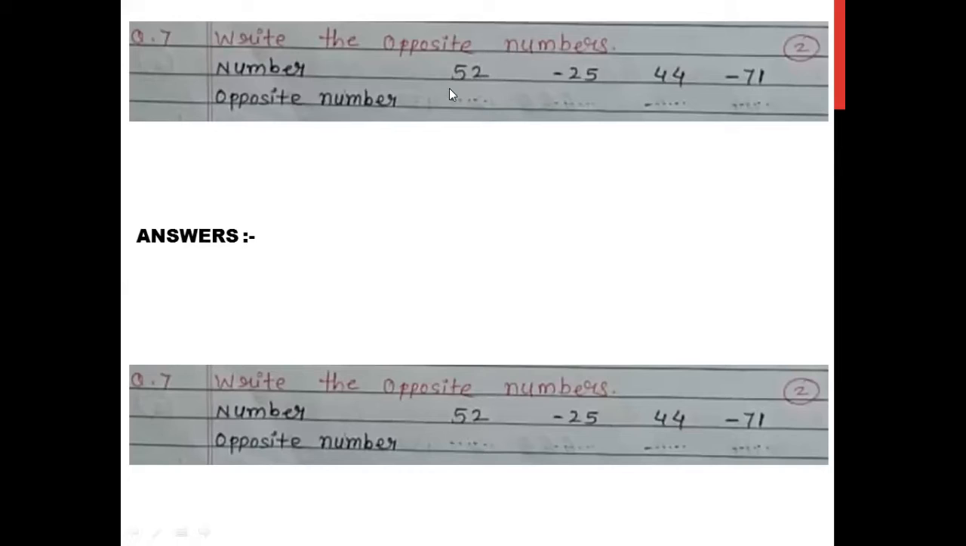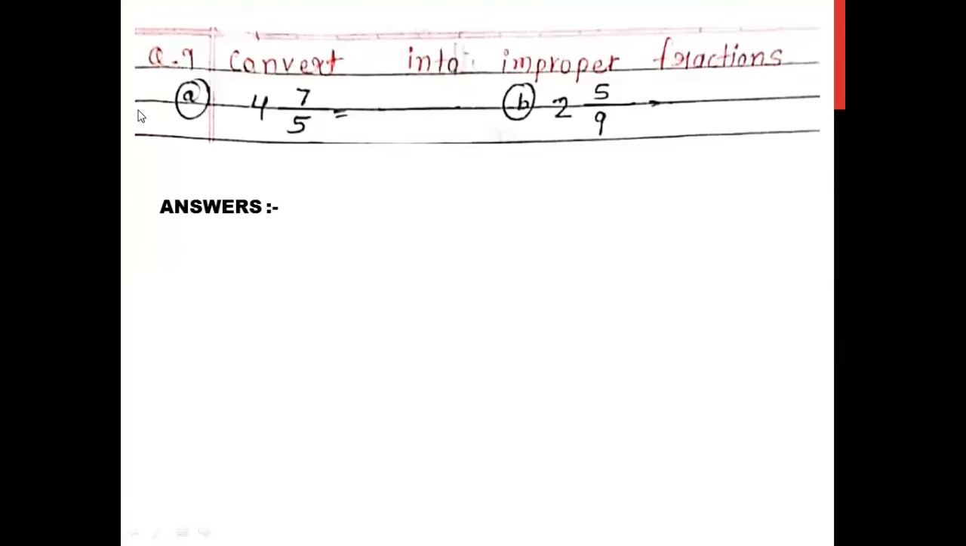So 52 is the positive number, and the opposite number will be negative 52. Because this is positive, the opposite of this number is negative.